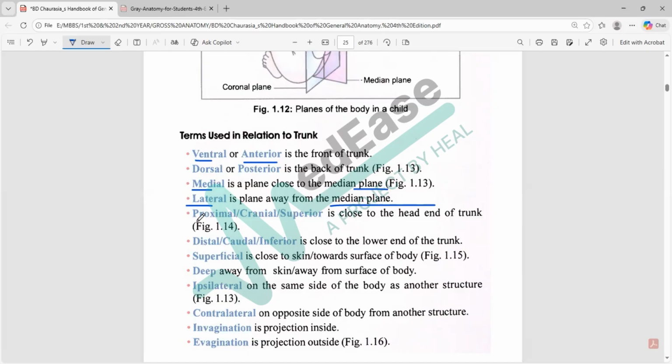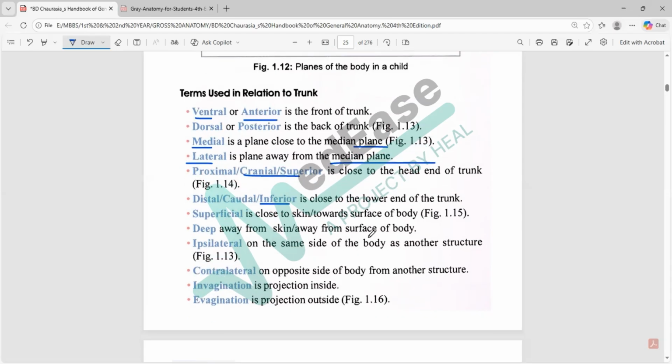Then we have the proximal, which is also known as the cranial or the superior, which is present closer to the structure we are discussing. Like here, we have the trunk, so proximal will be closer to the trunk. Then we have the distal, caudal, or the inferior, which is present at the lower end or away from the connecting part of the trunk. Then we have the superficial, which is present close to the skin. Then we have the deep, which is present away from, or deeper to, the skin.